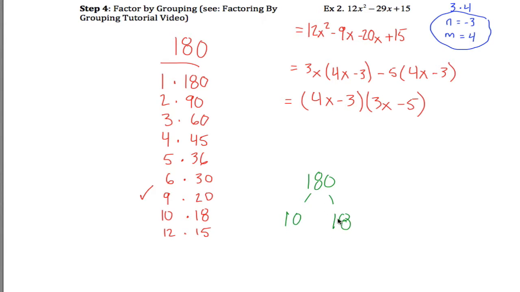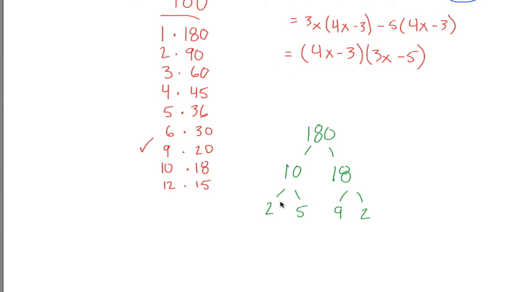And then you factor both of these numbers. You say, all right, give me two numbers that multiply to 10. 5 and 2. And what about multiplying to 18? 9 and 2. And let's see, 2 is prime, so I can't go any further. 5 is prime, I can't go any further. But 9 is not prime. 9 is 3 times 3. 2 is prime, so I can't go any further. So what I've done with this tree is I figured out the prime factorization of 180.